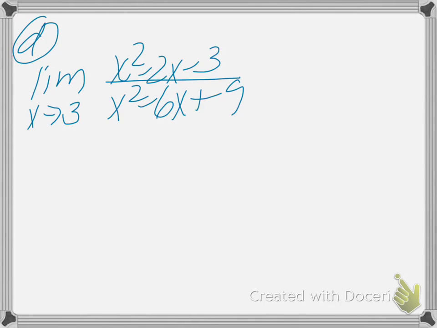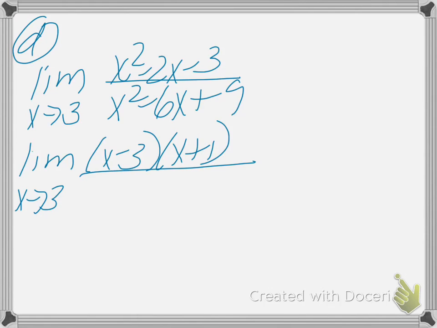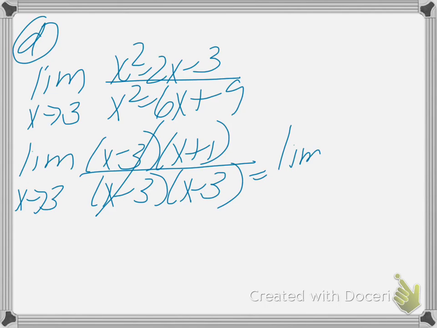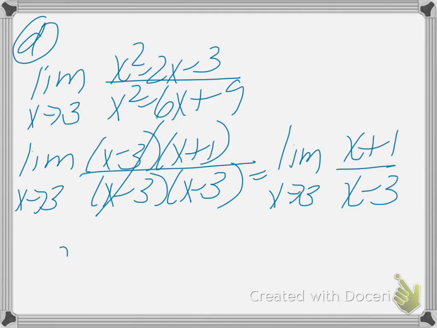Okay, if you try to put 3 into the denominator, you're going to get 0. So we're going to have to factor. So the numerator factors to this. The denominator factors to this. Those cancel, and we're left with this. And I still cannot substitute 3 in there, so that would clearly indicate that this limit does not exist.